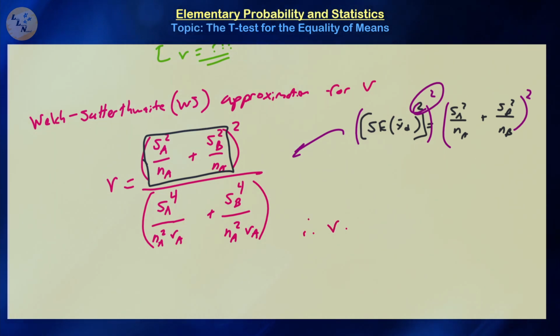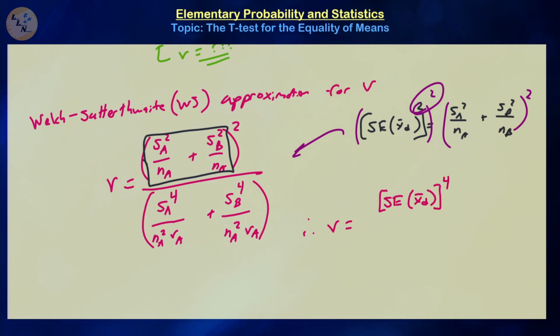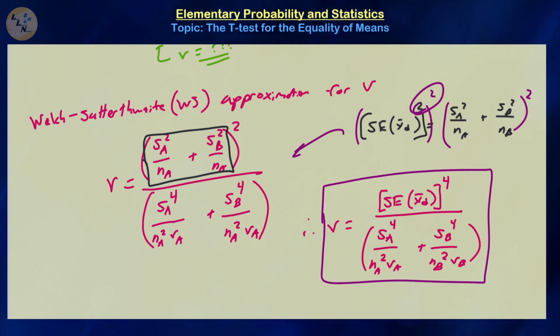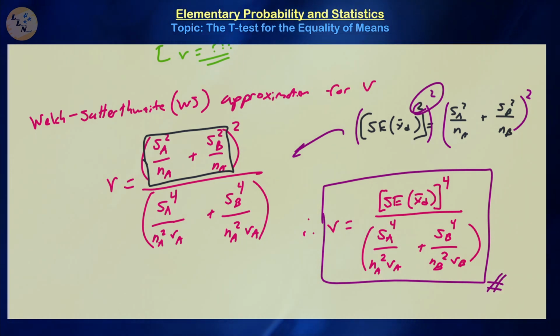So that means nu is just equal to the standard error for the unpooled variance t-test to the power of 4 all over that bottom term: standard deviation to the 4th over sample size squared, nu A, plus standard deviation to the 4th over sample size squared, nu B. Right? So this is our degrees of freedom formula. If you're working with t-tables or something, of course you would have to round to the nearest integer, but if you're working in Excel or Desmos, you do not need to round this to the nearest integer.